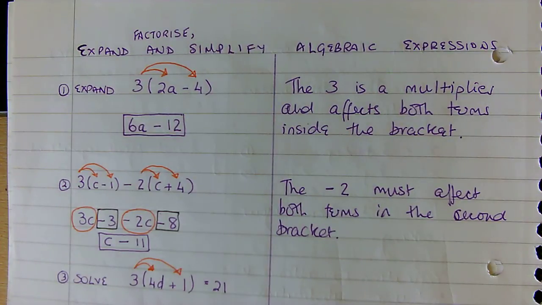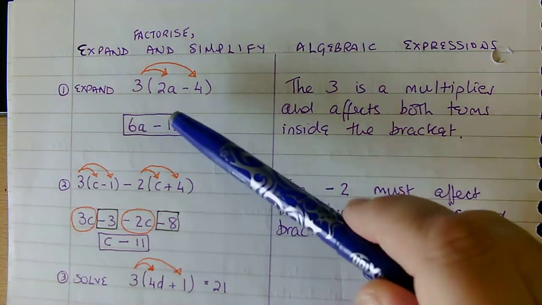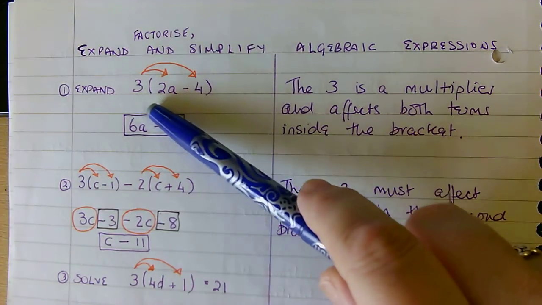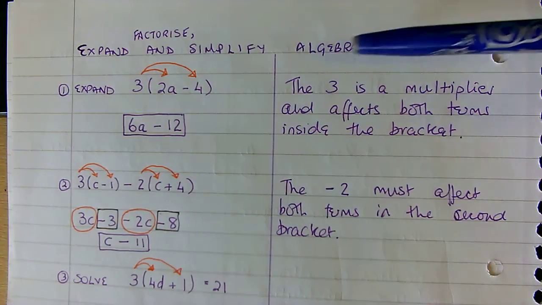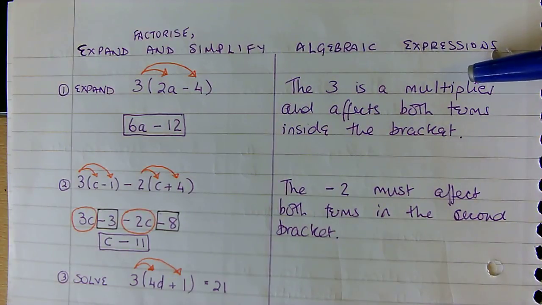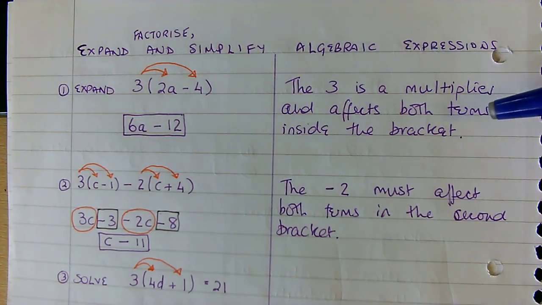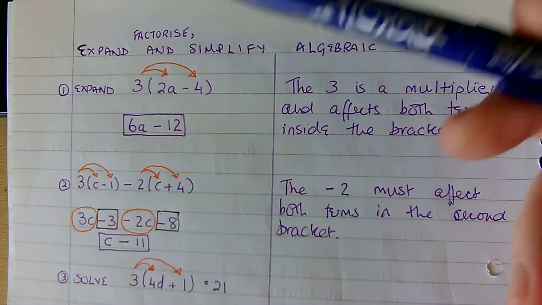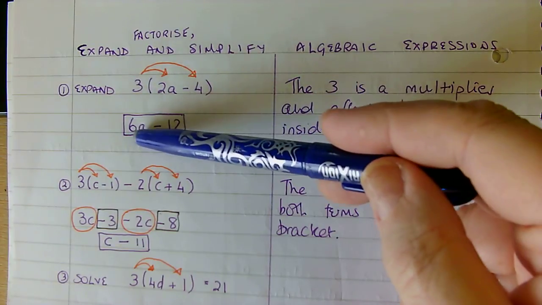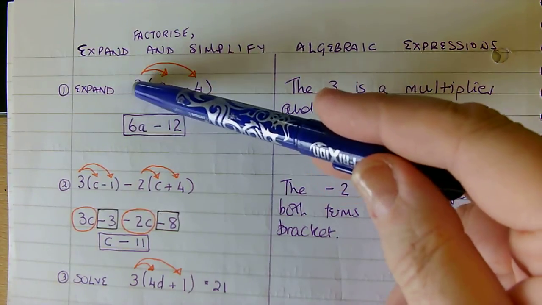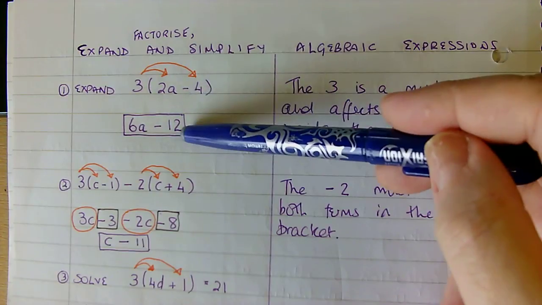So let's look at the first one here. The instruction is to expand, and we've got this expression here. So the 3 is a multiplier, and it affects both terms inside the bracket, and that's what I've shown with the orange arrows. And so in turn, the 3 multiplies by the 2a to give us 6a, and by the minus 4 to give us minus 12.